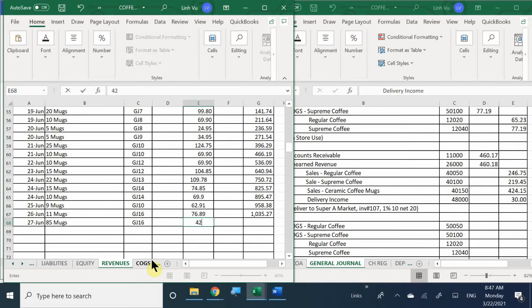For 424.15. So what's my new ending balance? 1459.42.